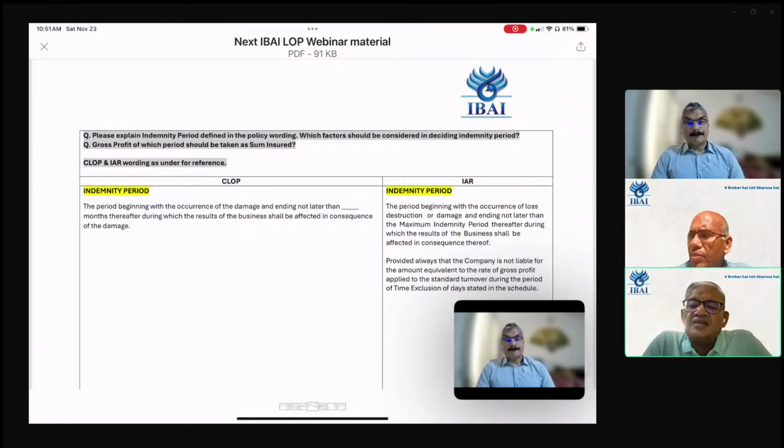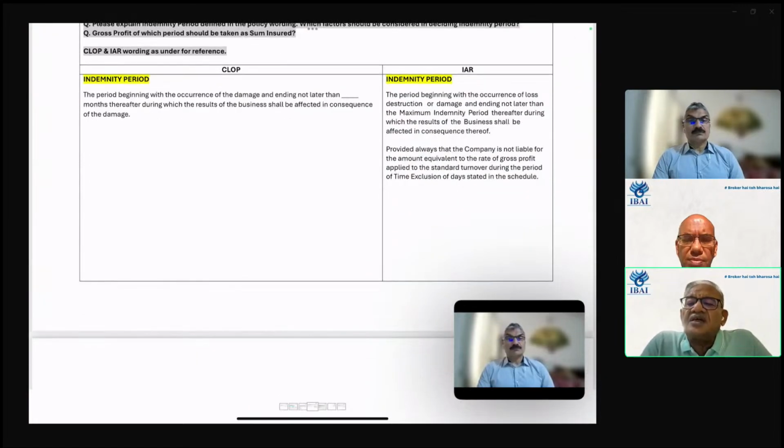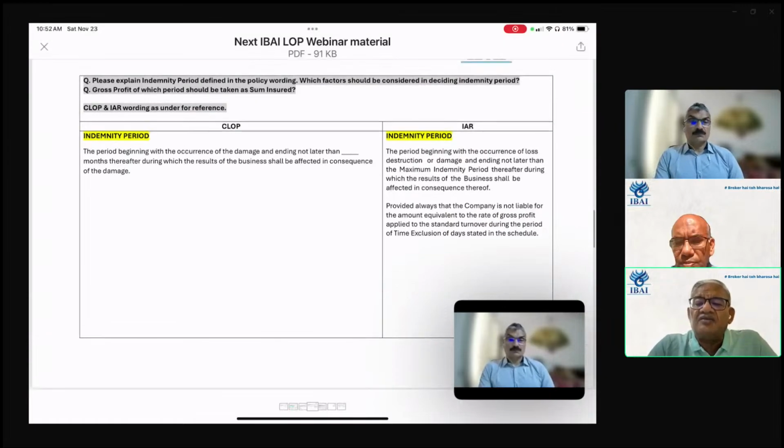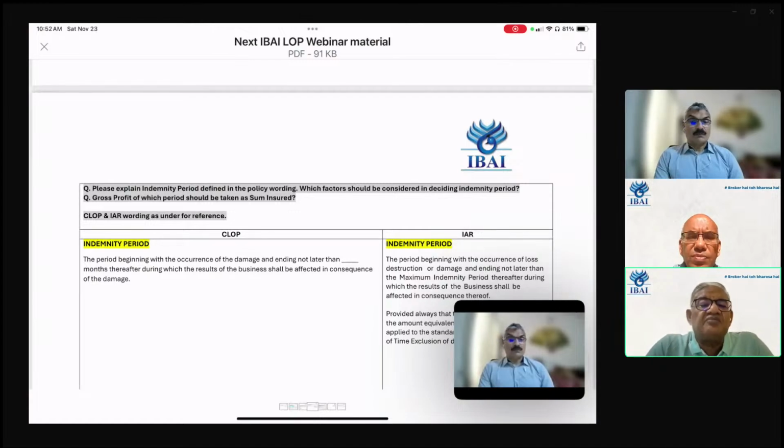Provided always the company is not liable for the amount equivalent to the rate of gross profit applied to the standard turnover during the policy period, exclusion of days stated in the schedule. I will not take the second paragraph now, but I am talking of the first paragraph. So my question, which has been framed by my colleague, is: please explain the indemnity period defined in the policy wording. What factors should we consider in determining the policy indemnity period?